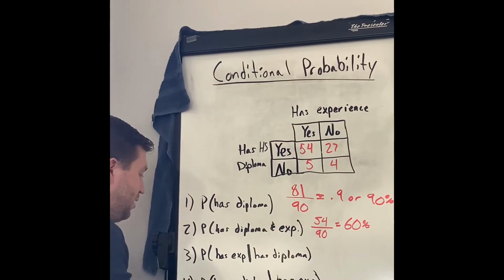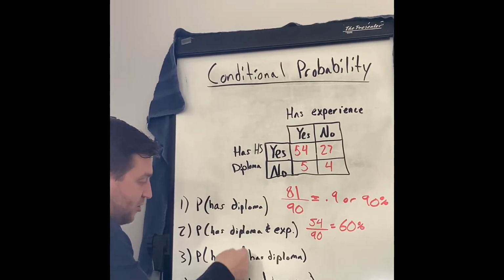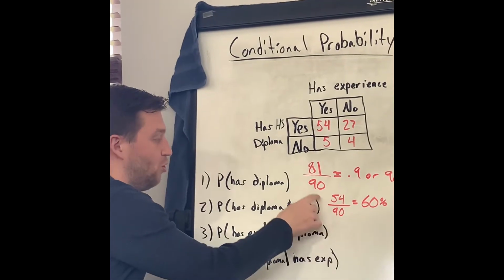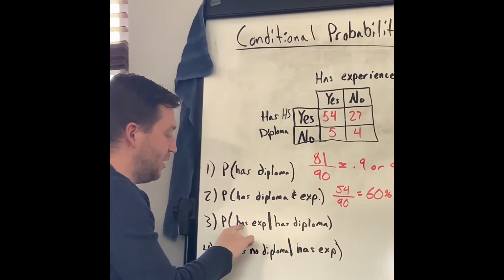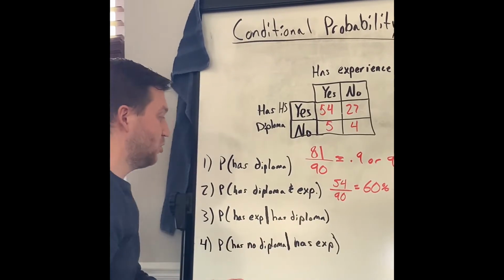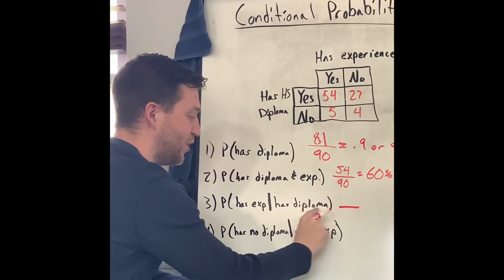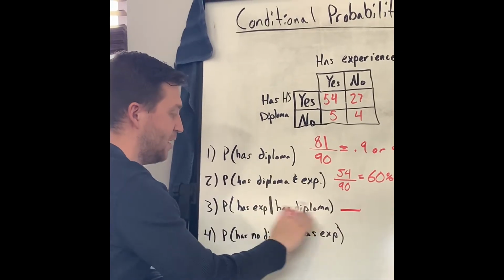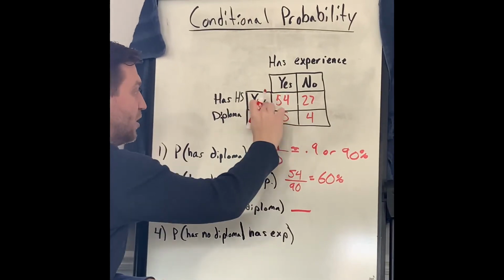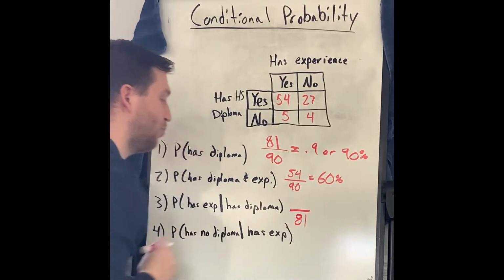All right, so example number 3, this is the probability that someone has experience, and then this little line right here means given. Okay, and what that does is that's going to change our total amount of people. So this reads the probability that someone has experience given that they have a diploma. All right, so our total is no longer out of 90. Our total is going to be the amount of people that have a diploma, this side of the line. All right, so look at your table. How many people have a diploma? Has high school diploma would be this row right here. So 54 and 27, that gives us 81. So that's our new total for this problem.